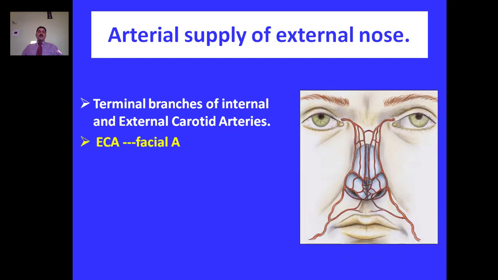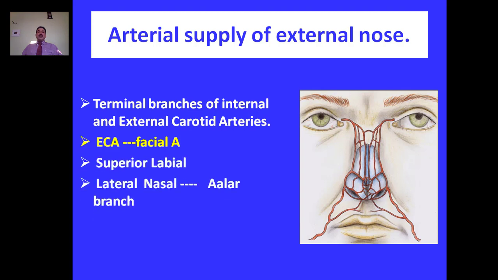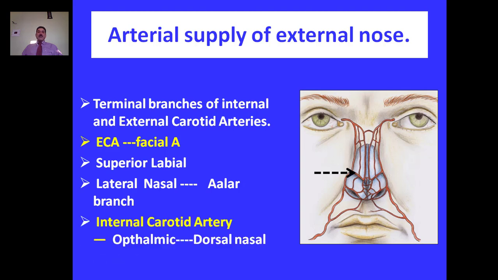As shown in this figure, the external carotid artery gives the facial artery, which in turn gives the superior labial and lateral nasal arteries, and from the lateral nasal we have alar branches which supply the external nose. Terminal branches of the internal carotid artery in the form of the ophthalmic and dorsal nasal also supply the nose. Infraorbital artery also supplies the nasal cavity.